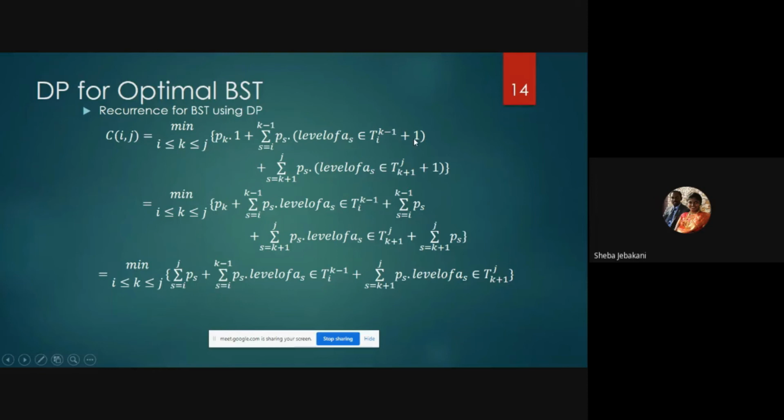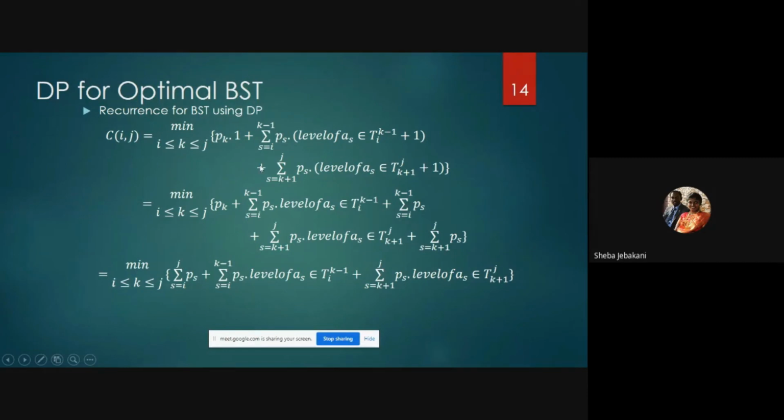So what I'll do is expand this. When I'm expanding this, I'll get sigma s of I to k minus 1 ps plus sigma s of k plus 1 to j ps. This is separately for 1. This value into this value into 1. Same way over here also I'm getting it.